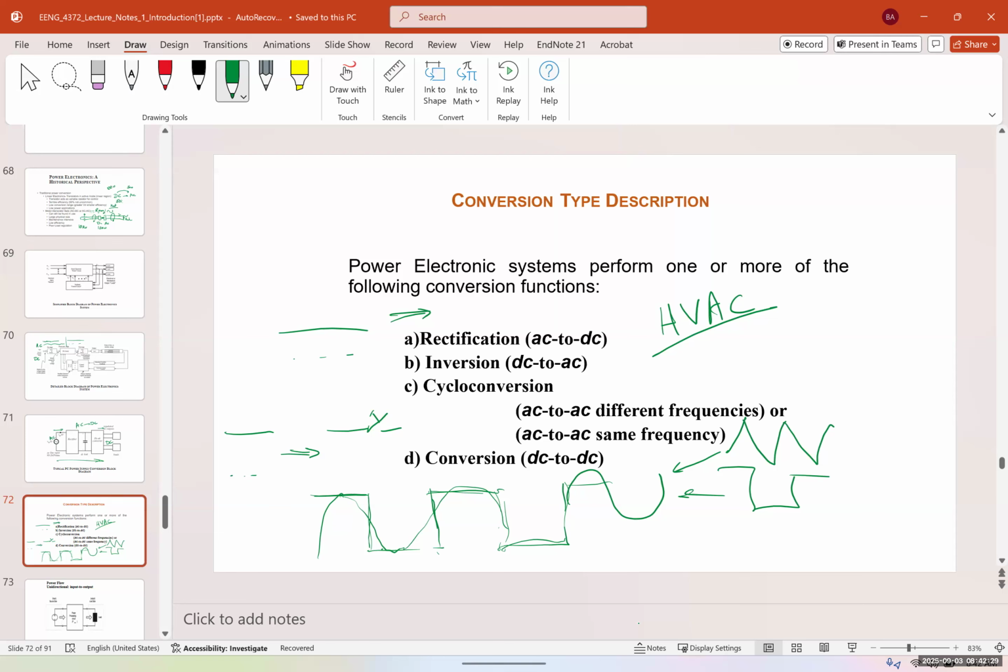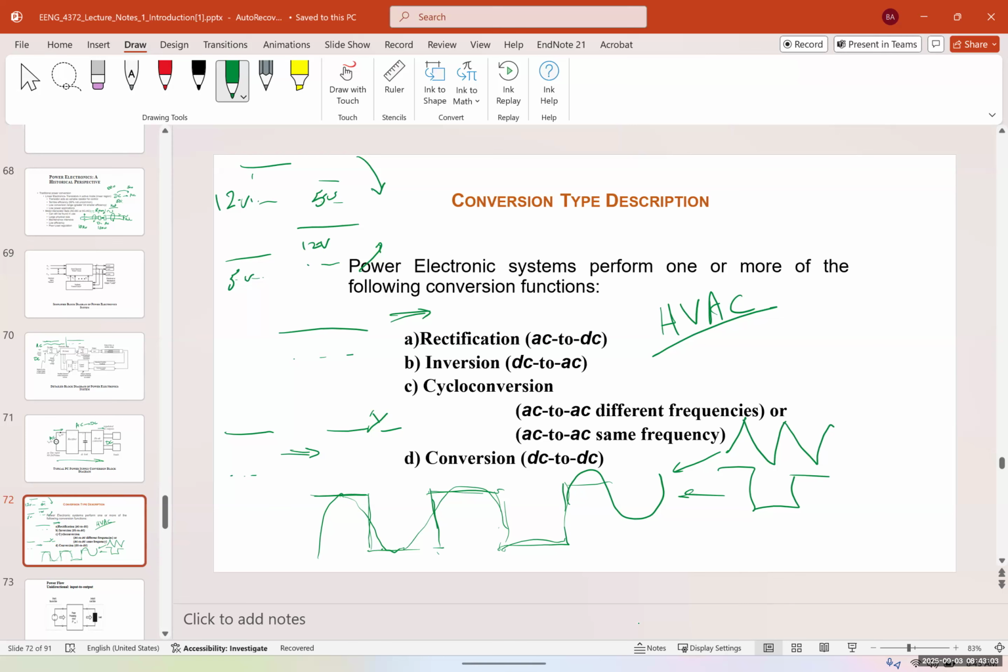Then we have the conversion from DC to DC, usually when we want to convert one level of DC voltage to another, which is called buck or boost. Buck reduces the voltage, boost raises the voltage. So if I want to go from 12 volts to 5 volts, or from 5 volts to 12 volts, okay? In AC, we can easily regulate the voltage and current by using a transformer, okay?